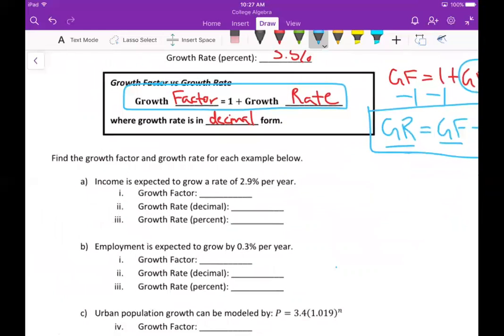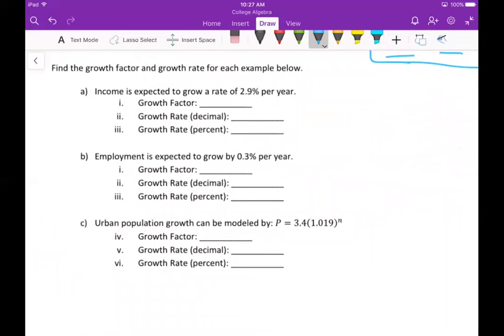So we're going to look at examples. How are these two things related? It seems fairly simple, but sometimes it can get a little bit confusing. So we're going to find the growth factor or the growth rate, whichever one's missing in the information. On A, we're looking at the fact that income is expected to grow at a rate of 2.9% per year.